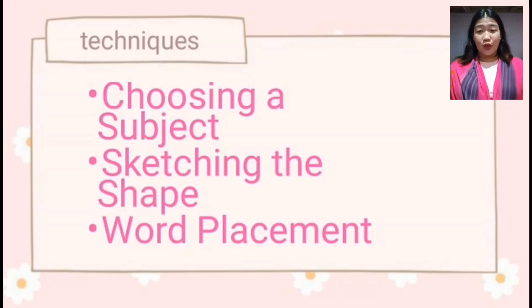Next we have word placement. Now comes the fun part. This is the difficult part of making shape poetry, because you start placing your words and phrases within the shape. This is where the word length and spacing really matter. You need to think about visual balance. You don't want one side of your shape to be crammed with words while the other is empty. This is the most challenging part.